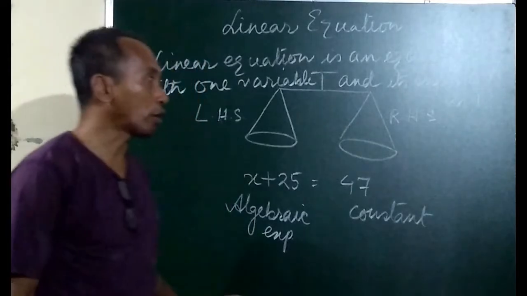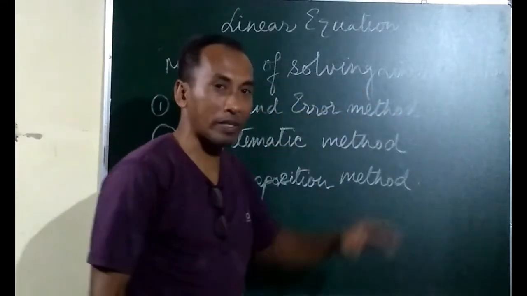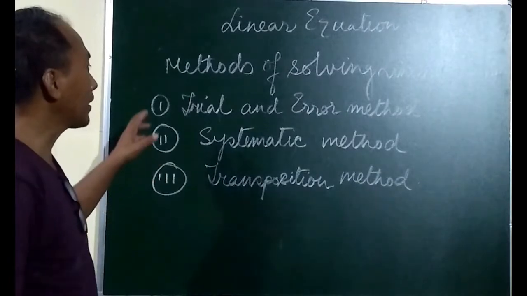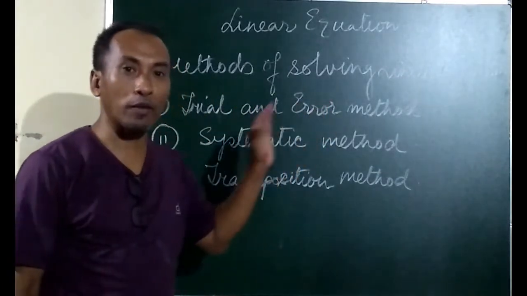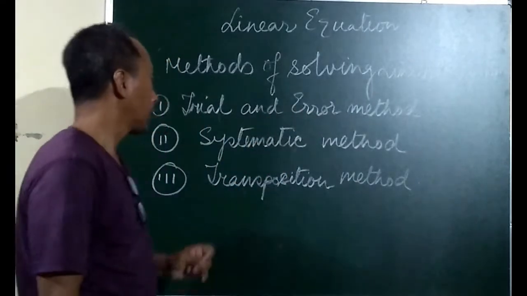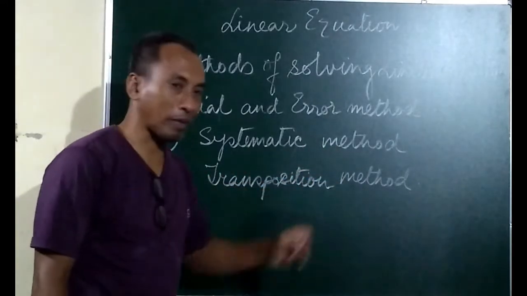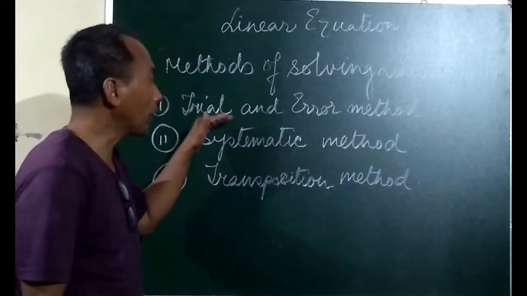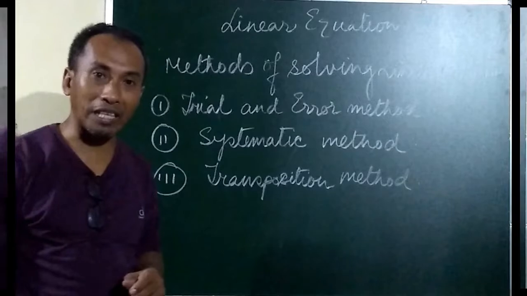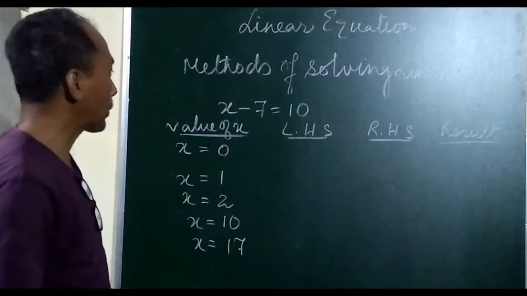Now we will come to the methods of solving a linear equation, according to your standard. In your book, there are 3 methods for solving a linear equation. Number 1 is the trial and error method. Number 2 is the systematic method. Number 3 is the transposition method. Let us see how the trial and error method works out.